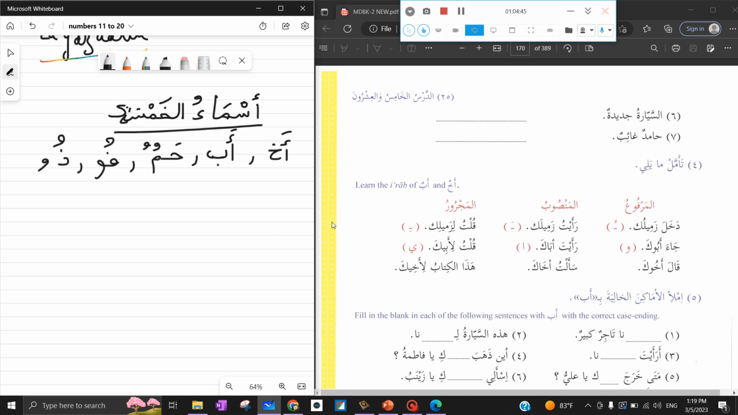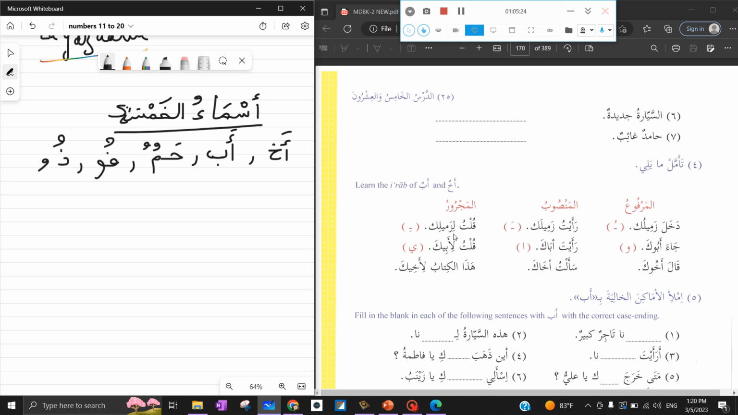So let's see. Dakhala zamiluka. So if you see dakhala zamiluka, fail and file. So this zamil with a dhamma on the lam shows it's a file marfu case. Ra'aytu zamilaka. What happens? What is the change here? The lam is having a fatha. Why? Because ra'ay is fail, tu is damir file and zamil is in the position of maful bihi case. So that's why it is having a fatha. No changes in damir. As we know, damirs are mabni.